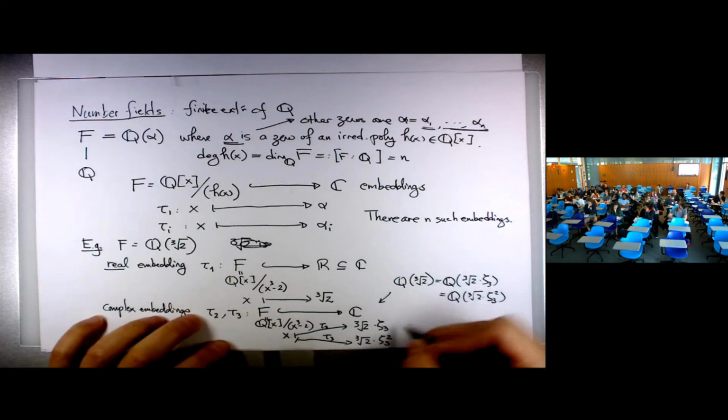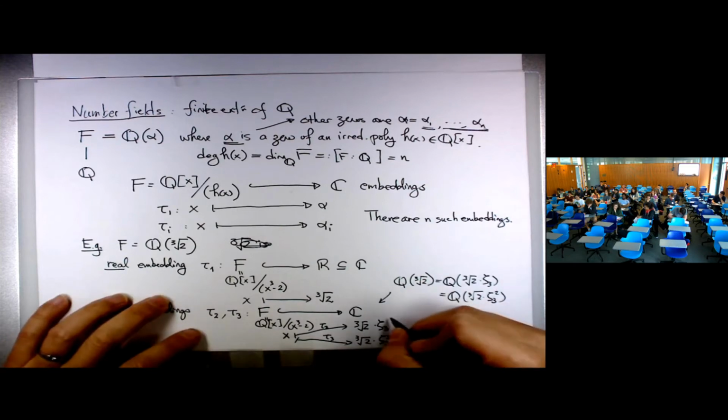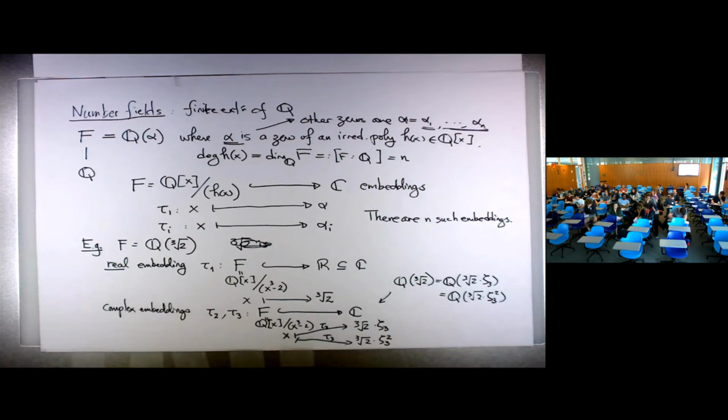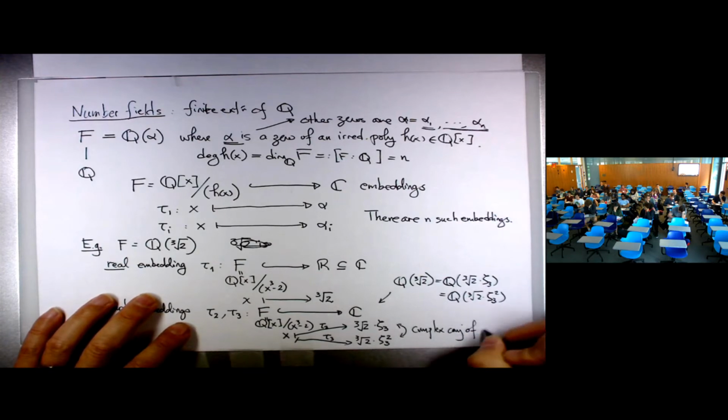Right? And also I want to point out that because this zeta 3 is (minus 1 plus root of negative 3) over 2, and zeta 3 squared is exactly the complex conjugate of that. So these two are complex conjugates of each other.